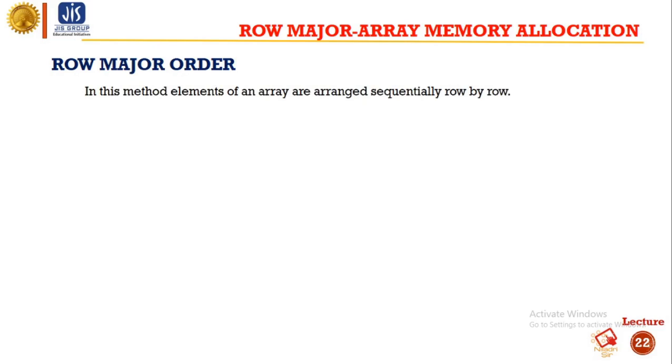So in this method, elements of an array are arranged sequentially, that is row by row.